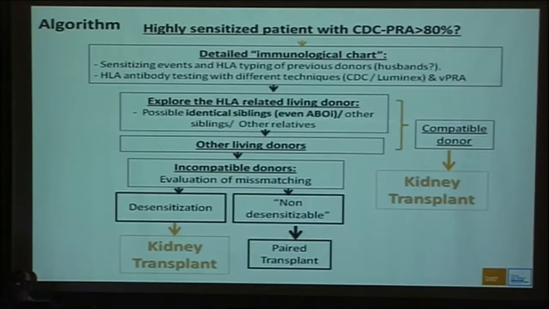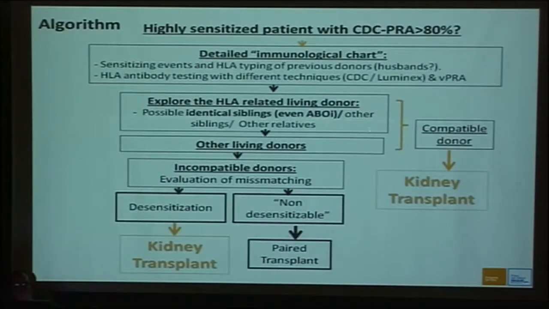But if you have a DSA above this or that MFI, which is a matter of controversy, but if you have a negative flow with a negative CDC, but a positive DSA, you cannot say that this patient is low risk. You say that this patient is high risk. Among these high-risk patients, you can have a top high, a medium high. It's a matter of how you want to define it.